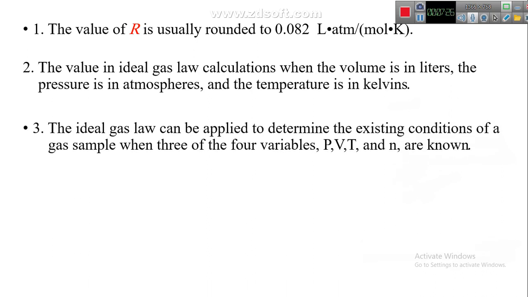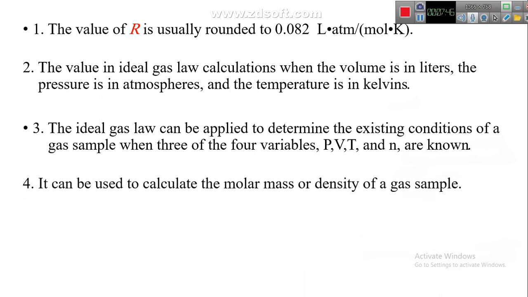The ideal gas law can be applied to determine the existing conditions of a gas sample when three of the four variables P, V, T and n are known. One of them must be unknown. PV equals nRT can be used to calculate the molar mass or the density of any gas sample.